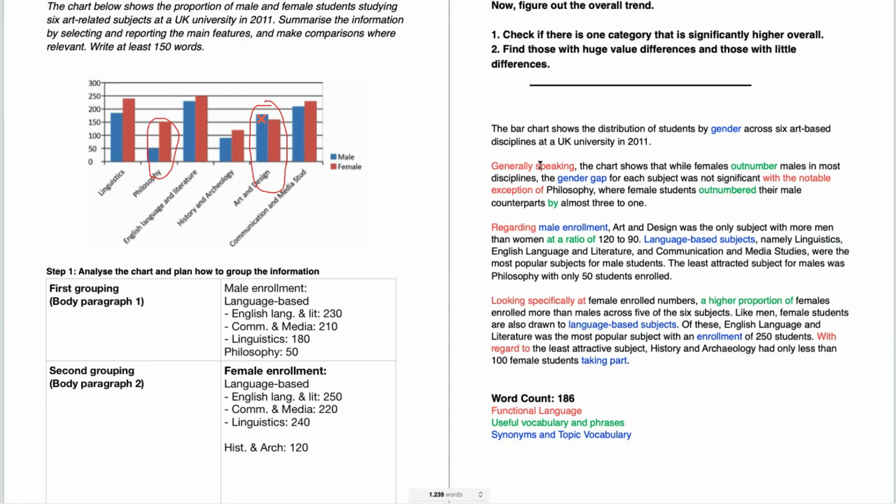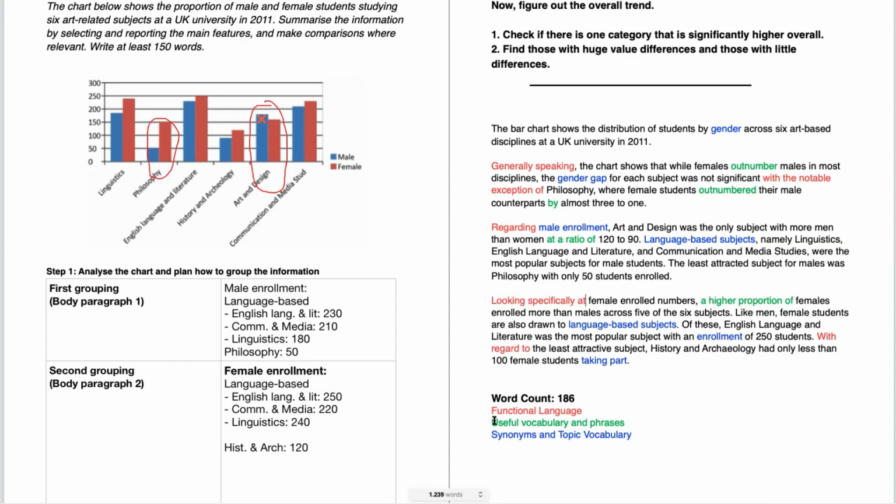It introduces a wide topic. With the notable exception of is great when talking about those big differences and those big gaps, just like we did for philosophy. Regarding male enrollment is a great way to specifically look at one of the groups, or you could also say looking specifically at. The important thing is that you have two ways to say that and you're not sounding monotonous. Then again, we have with regard to. Again, it's just another way to connect your ideas and show more detail.